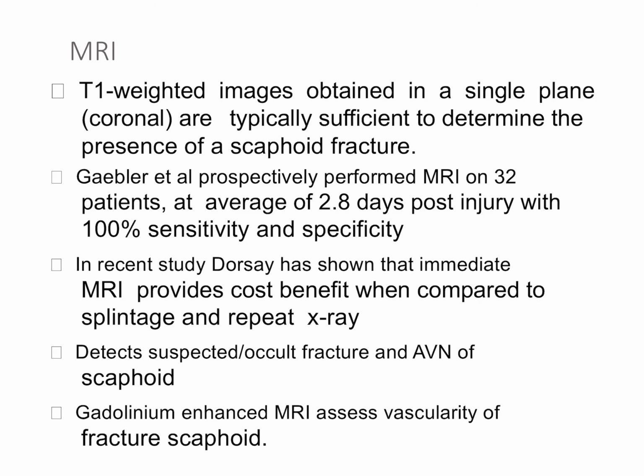MRI. T1 weighted images obtained in a single plane, that is coronal plane, are typically sufficient to determine the presence of scaphoid fractures. The recent study of Dorsey has shown that immediate MRI provides cost benefit when compared to the spin test and repeat X-ray. Detect suspected occult fracture and avascular necrosis of the scaphoid by MRI. Next.